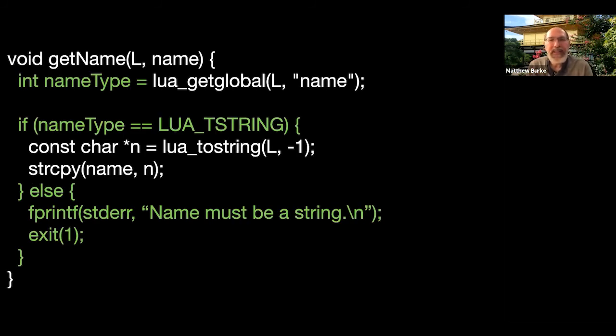Just to give you a little bit of taste, here's something with a little bit more error handling included into it. So this is approaching reasonable code. So I'm going to get the global name. We've already seen that. And that get global function returns the type of data in the name variable. I'm going to check that type to make sure it's a string. And if it is, I'll make use of it. If it isn't, I'm going to print an error message and exit.